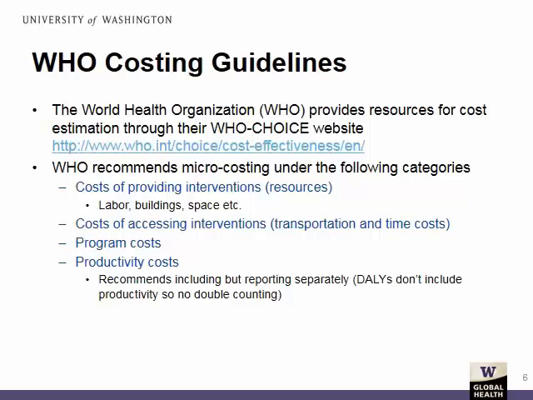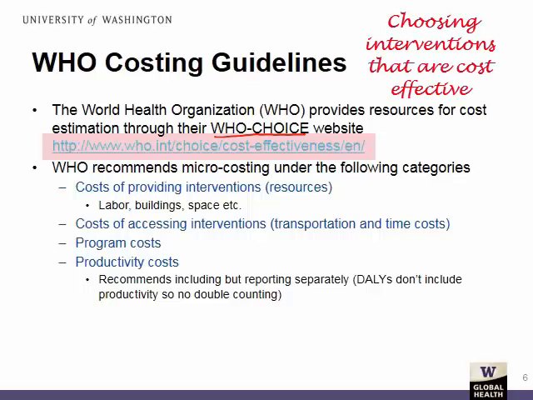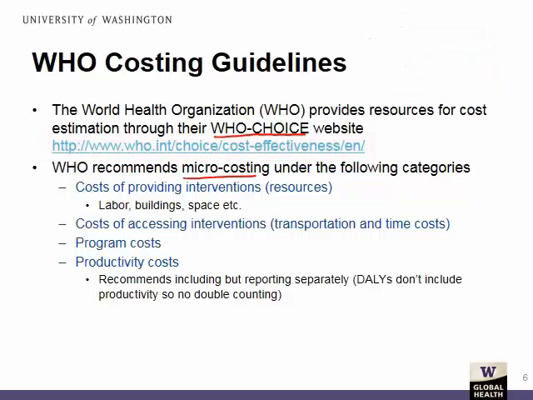Now we're going to look at the World Health Organization costing guidelines. So the World Health Organization has a wonderful resource for costing, and it's called the WHO Choice website. And WHO choice refers to choice. The word choice refers to choosing interventions that are cost effective. And WHO recommends a micro costing approach under the following categories.